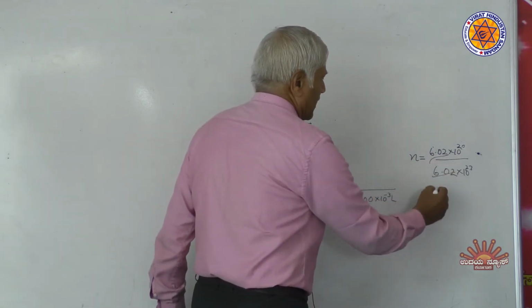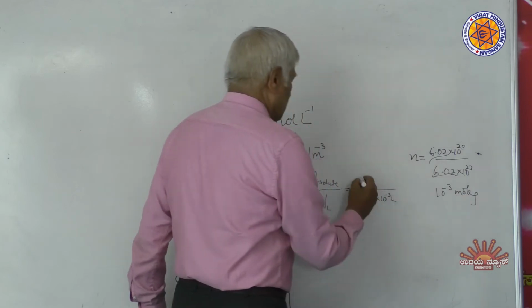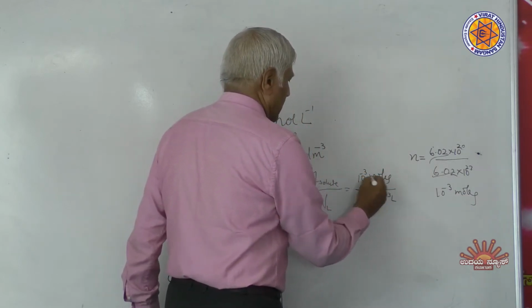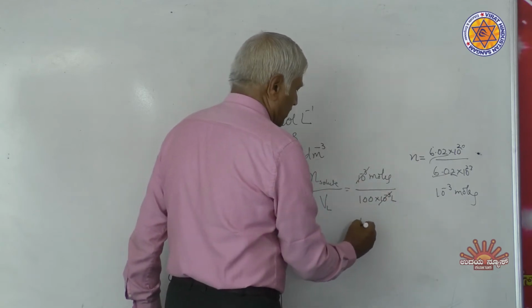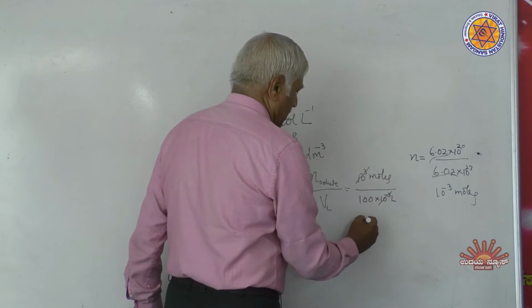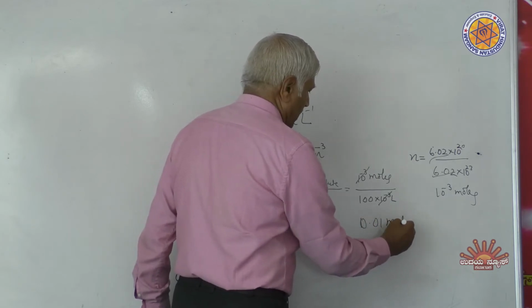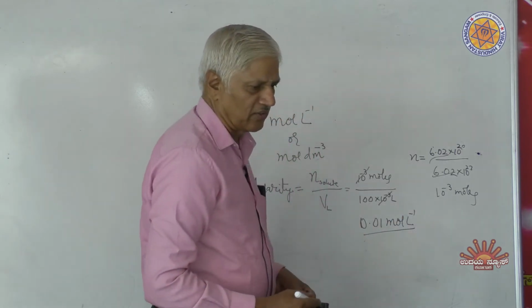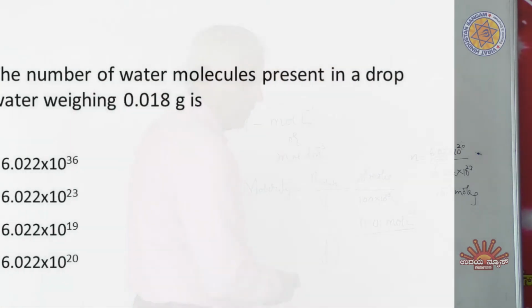Yes, it will be 10 to the power of minus 3 moles. So, 10 to the power of minus 3 moles. You can cancel 10 to the power of minus 3 here. 1 by 100 is 10 to the power of minus 2, or 0.01 mole per liter. That is the answer. Yes, it should be option D. Go through question number 2.